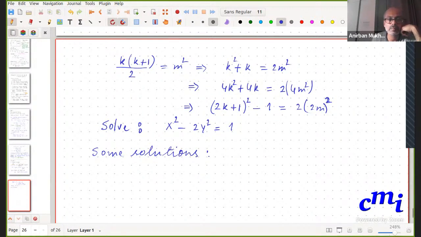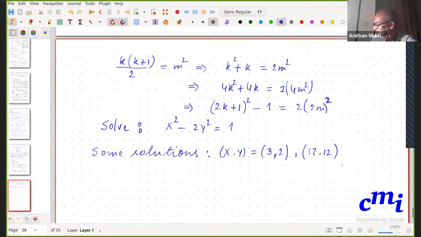Some solutions: x comma y is equal to 3 comma 2. 9 minus 8 is 1. So that's what it is. And then the next solution, I have a list, so I'll write it down. 17, 12, that's slightly non-trivial, of course. And somewhat more non-trivial, 99, 70.